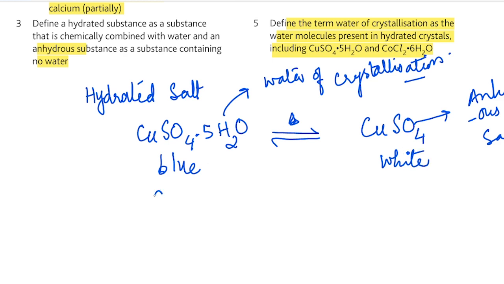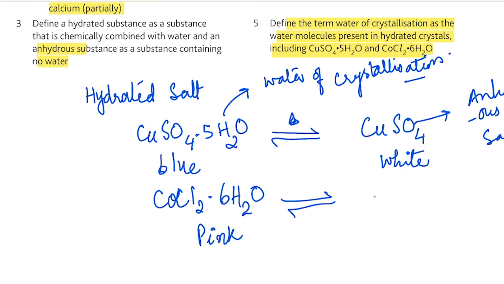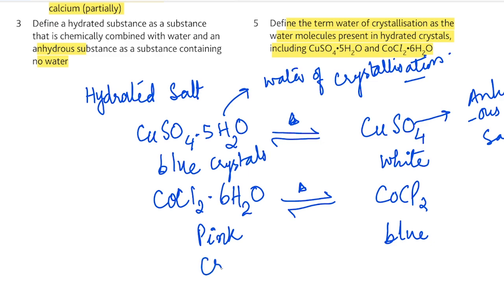Now come towards cobalt chloride, CoCl2. If it is hydrated, its color is pink. When the water is evaporated from it after heating, it converts into blue powder. Hydrated salts are crystals, and cobalt chloride forms pink crystals. Crystals will break when water evaporates. So this is what they are saying about the term water of crystallization which is present in hydrated salt. So you will come to know anhydrous means without water and hydrated means the compound with water.